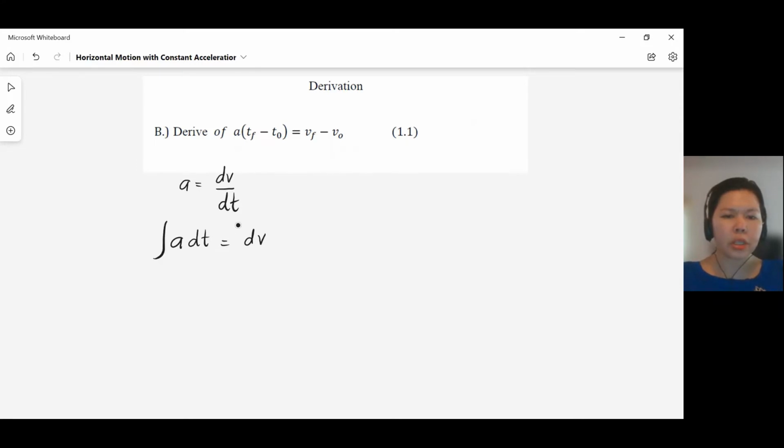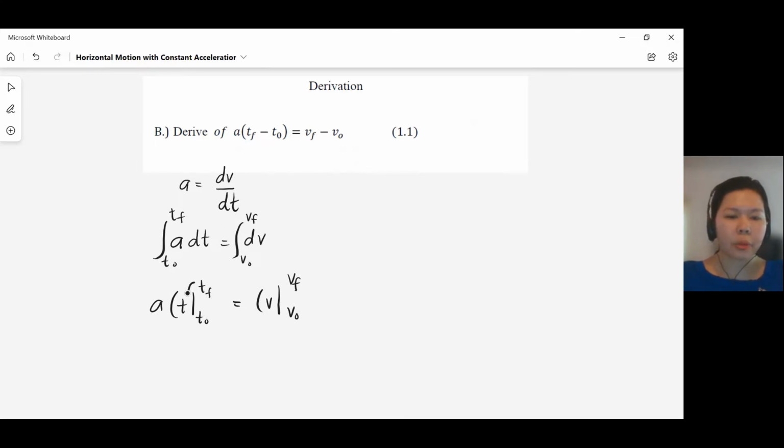To simplify, we integrate. On the left, we have integral of a dt. So limits there, t naught to t final. On the right, integral dv, limits v naught to v final. On the left, a is just a constant because we have dt, integral of dt is just t. So a t, limits t naught to t final. On the right, integral of dv is just v. So v naught to v final.